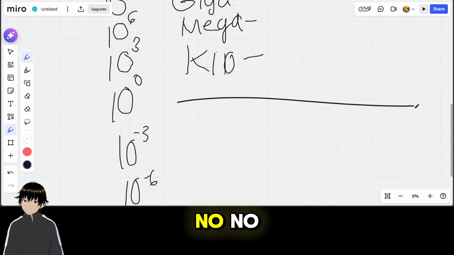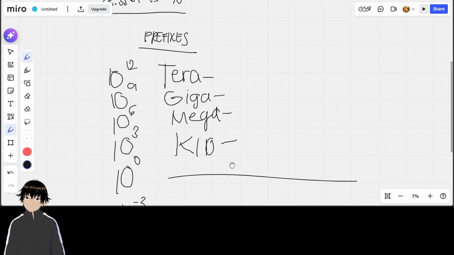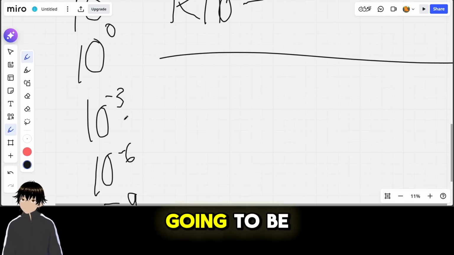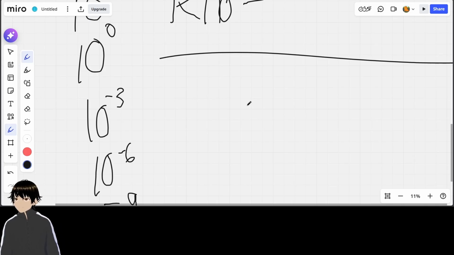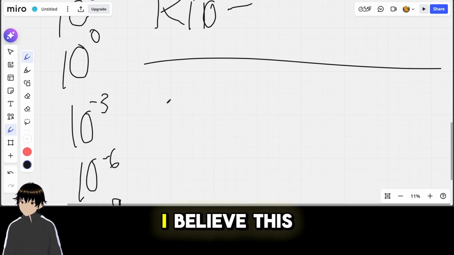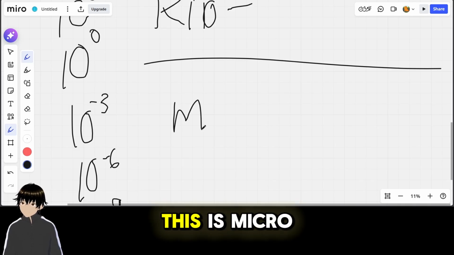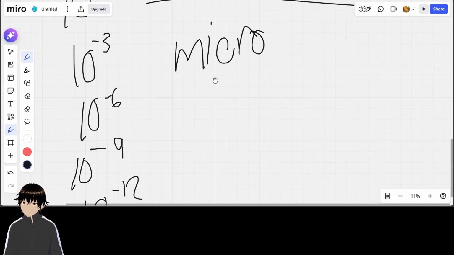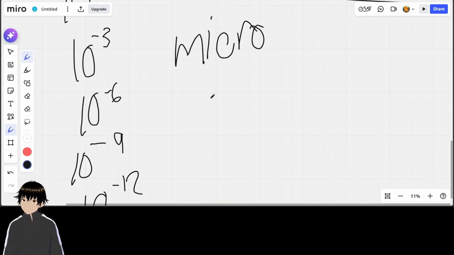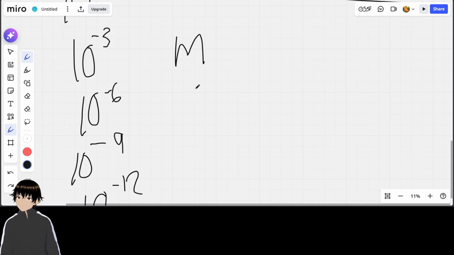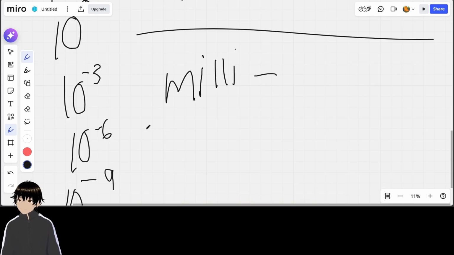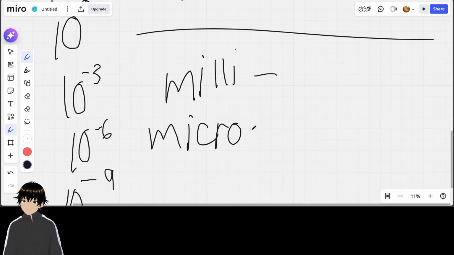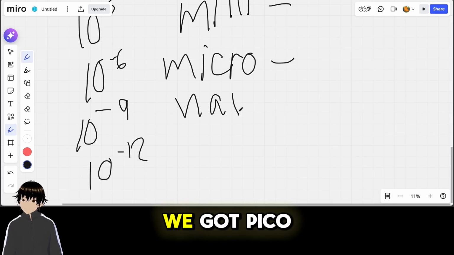So this has no certain description, but this is going to be 10 to the negative 3 power. I believe this is micro, okay? This is micro. Hold on. This is actually milli, okay? Milli. We got micro, got nano, we got pico.